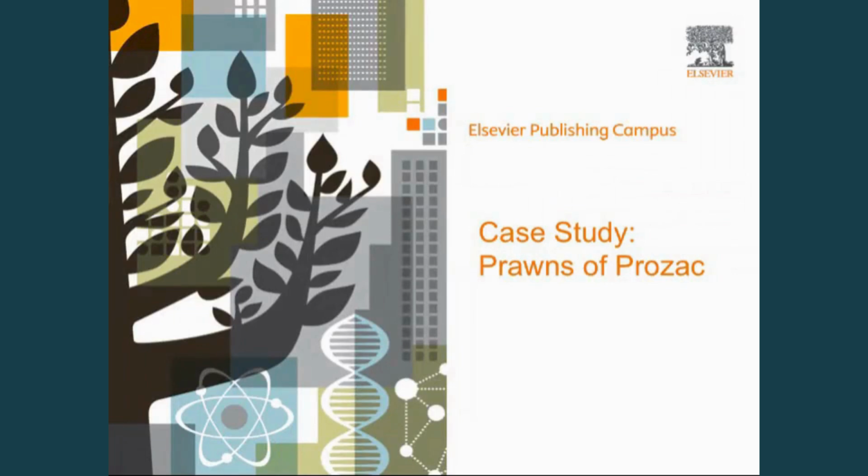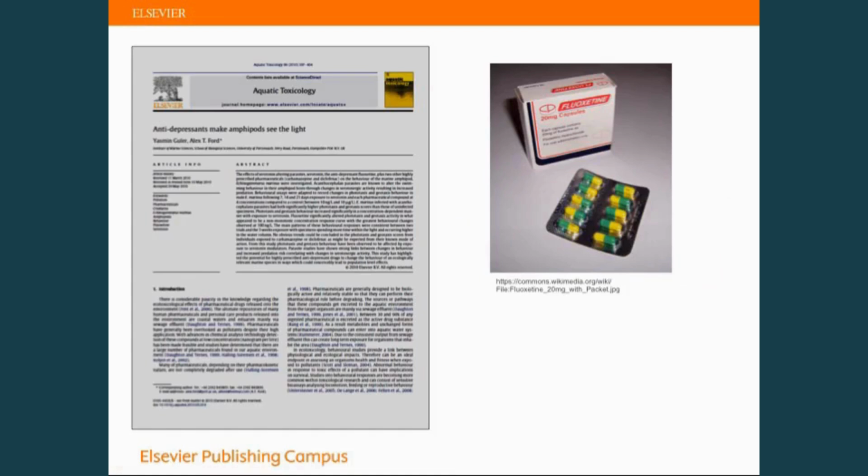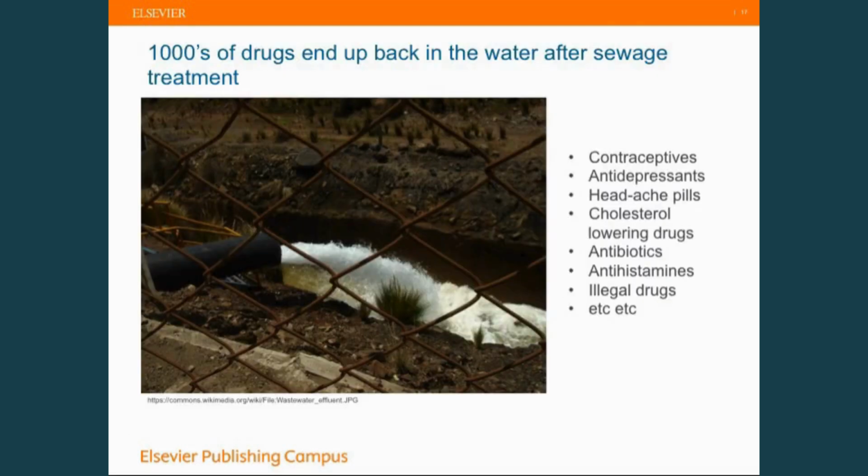So I'll move on now to this case study, Prawns on Prozac. Now this started with a publication that we published in Aquatic Toxicology back in 2010, and the article was entitled "Antidepressants Make Amphipods See the Light." And this was based on the fact that we knew that antidepressants were being detected in water. And on the right-hand side here, you've got some tablets of fluoxetine, and one of the common names given to this antidepressant drug is Prozac, which some people might be more familiar with.